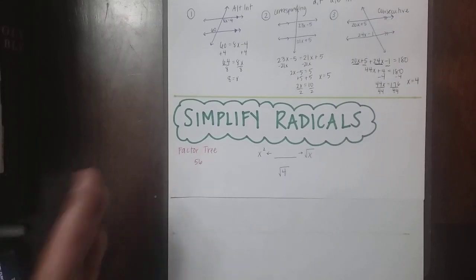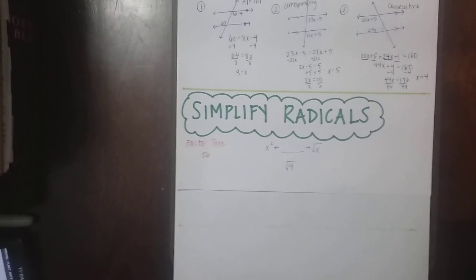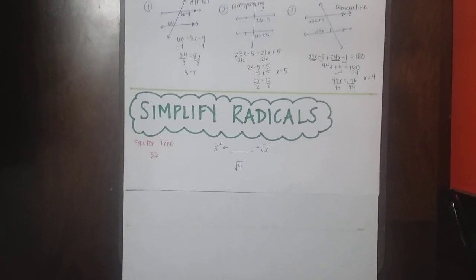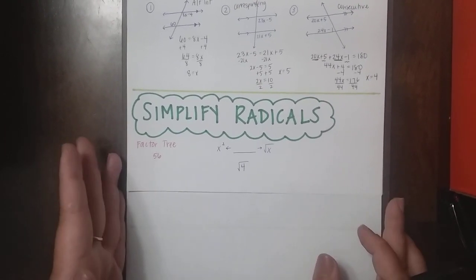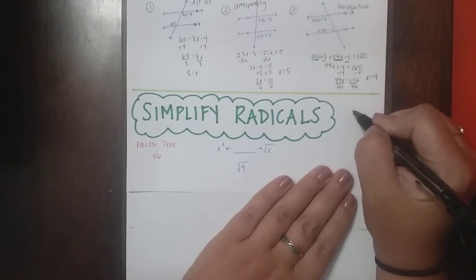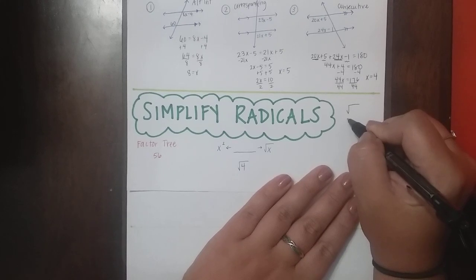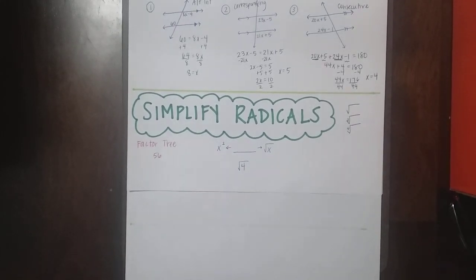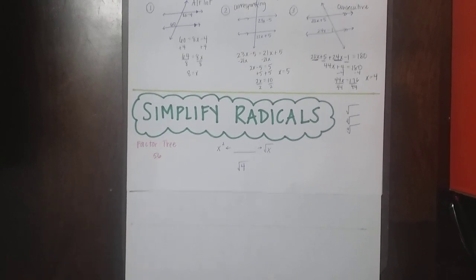Next video, we're going to look at radicals, all about radicals. A radical is like a square root or a cube root. Your square root looks like that. If it's a cube root, you put a little 3 in there, and a 4 and so on. You can go up to whatever root you want.